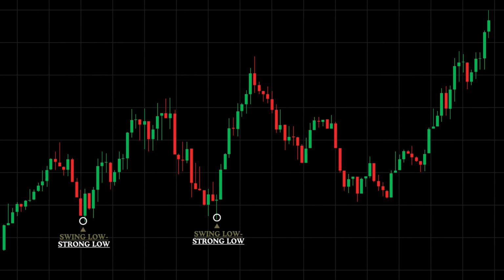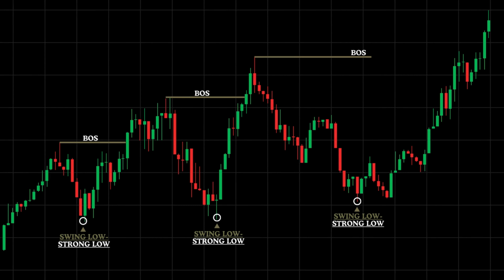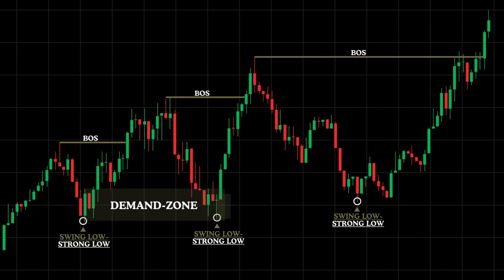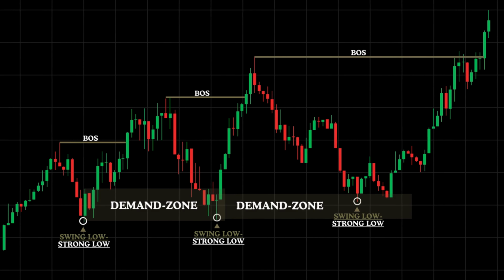Now, focus on these pullback points here. These are what we call strong lows. See how price dips into these areas, but buyers step in and push it right back up. These strong lows act as support. The market respects them, and they help maintain the uptrend.